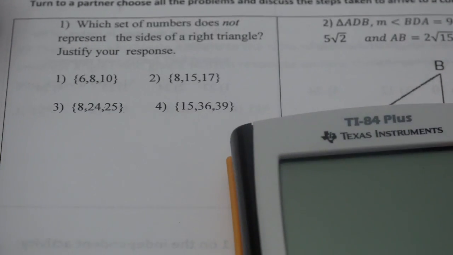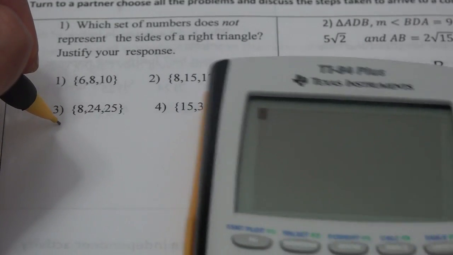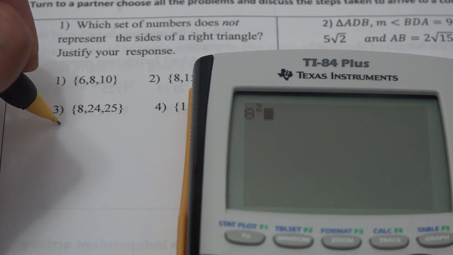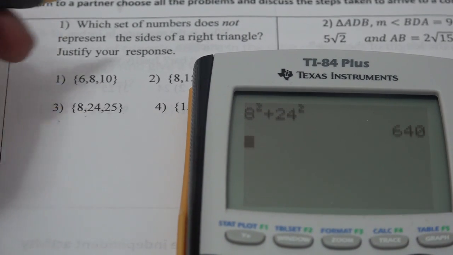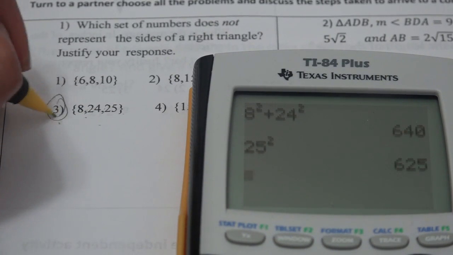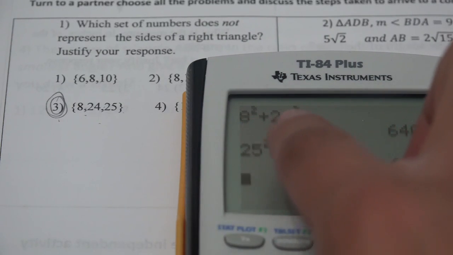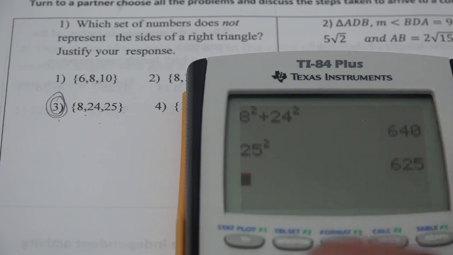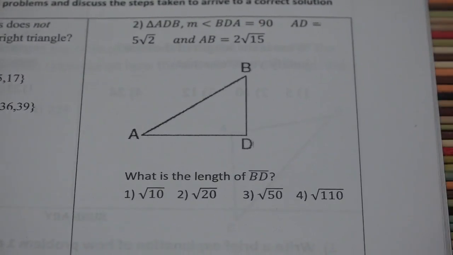So for example, I'm going to take this right here. So 8 squared plus 24 squared is 640. Now 25 squared is 625. Therefore, this is not a right triangle, because you see the two quantities are different. The sum of the squares of the legs is not equal to the hypotenuse squared.